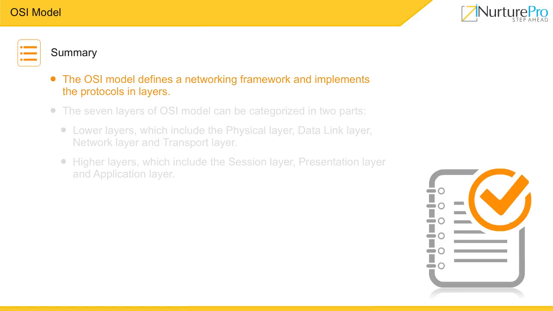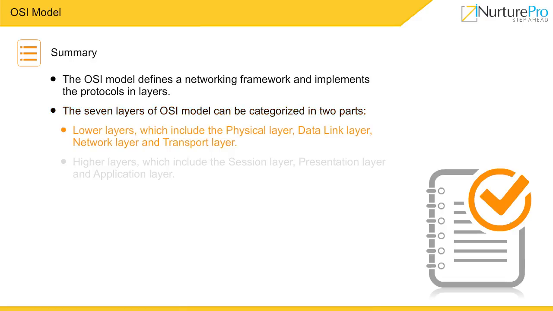Let us have a quick recap of what we discussed. The OSI model defines a networking framework and implements the protocols in layers. The 7 layers of the OSI model can be categorized into 2 parts. Lower layers, which include the physical layer, data link layer, network layer and transport layer. Higher layers, which include the session layer, presentation layer and application layer.